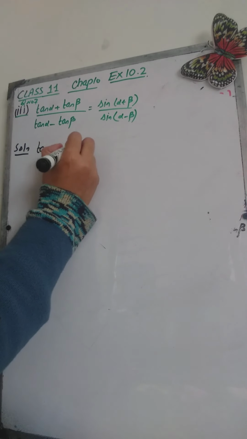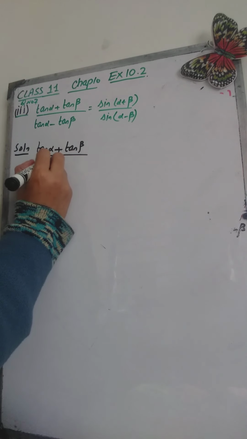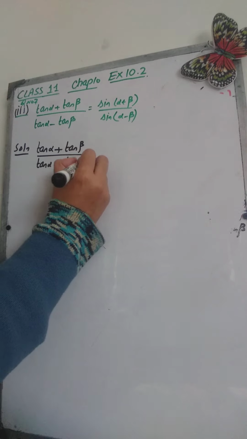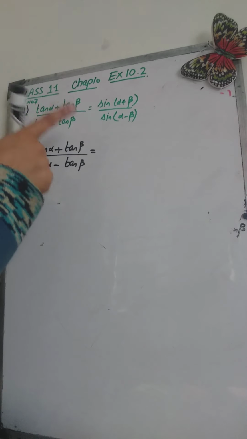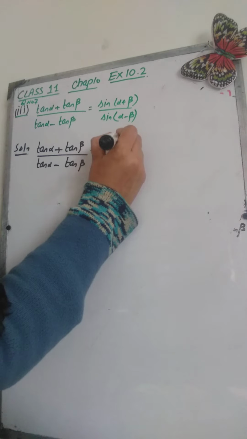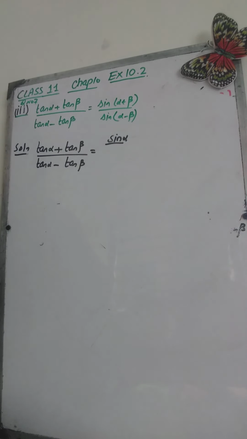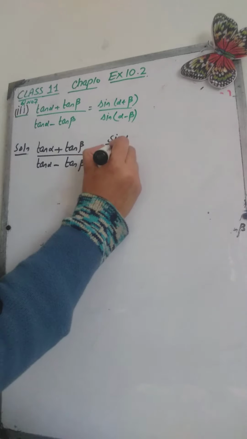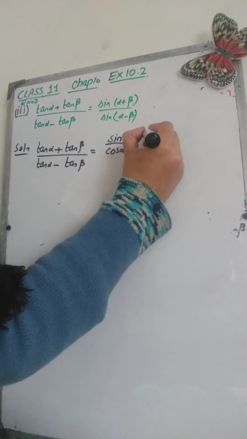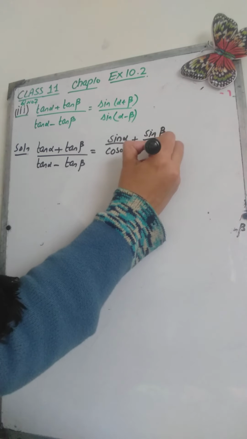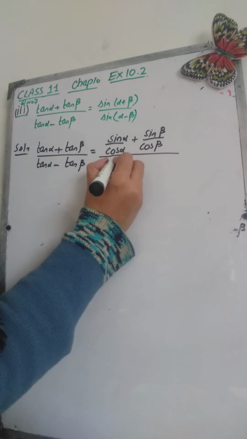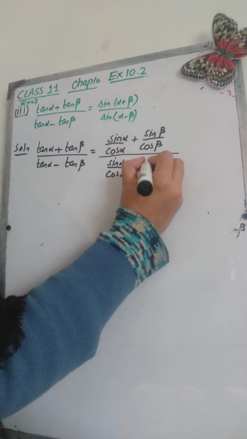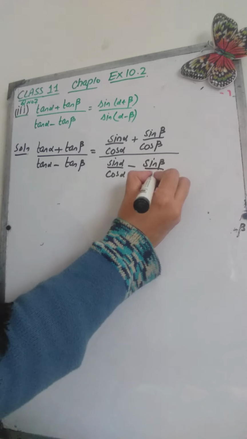Tangent alpha plus tangent beta over tangent alpha minus tangent beta. This will be equal to, we know that tangent of an angle is equal to sine of that angle over cos. Okay, tan theta is equal to sine theta over cos theta. So tangent alpha will be equal to sine alpha over cos alpha, okay, plus sine beta over cos beta. This will be the numerator, and similarly in the denominator, what am I going to do? I am going to write sine alpha over cos alpha minus sine beta over cos beta.